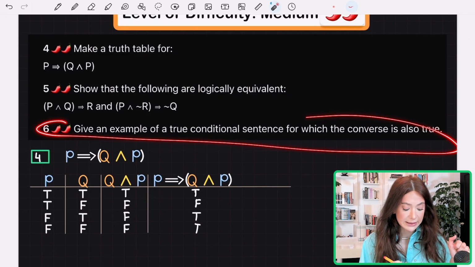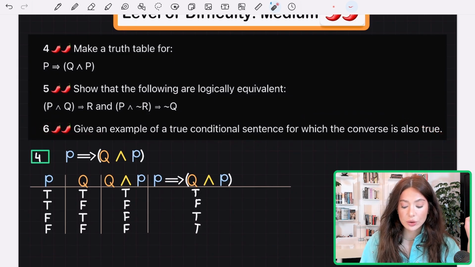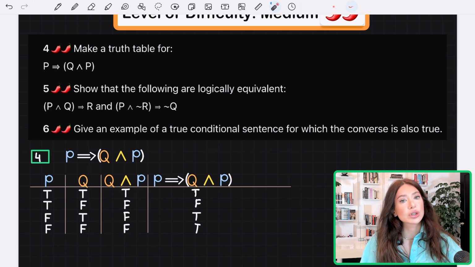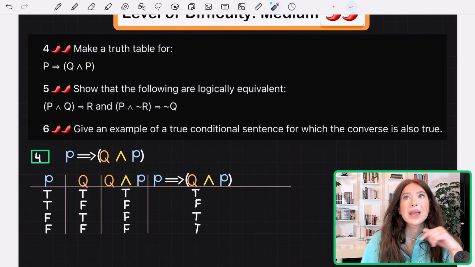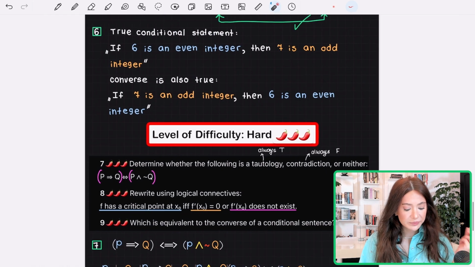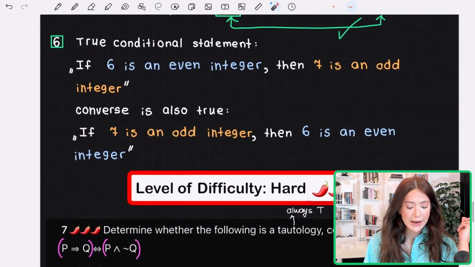Question number 6. Give an example of a true conditional sentence for which the converse is also true. So they asked you to come up with a conditional statement that is true, and then to make sure that its converse will be true as well. I'm not a fan of this question, but I included it in this video because it's tricky. And I've done a considerable amount of thinking about this.